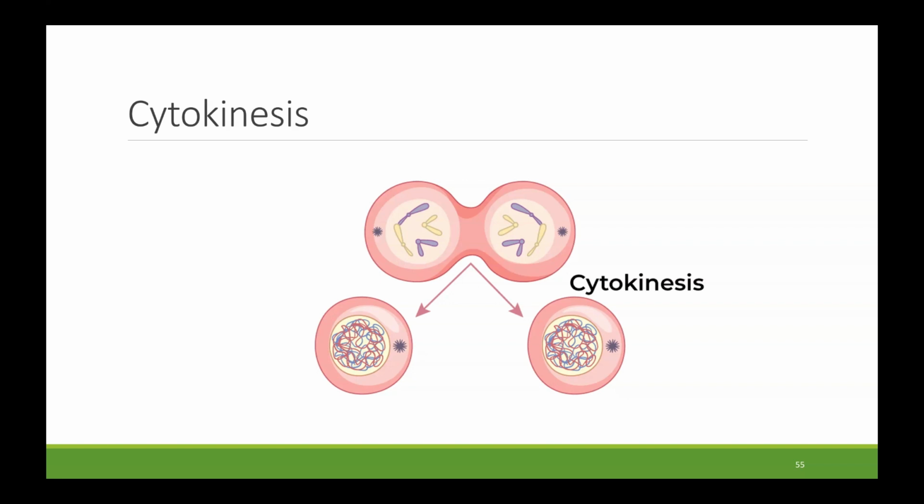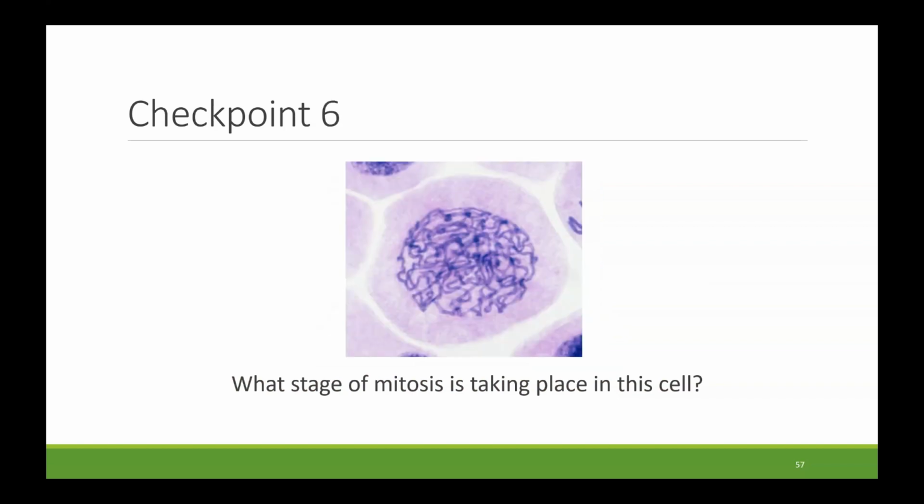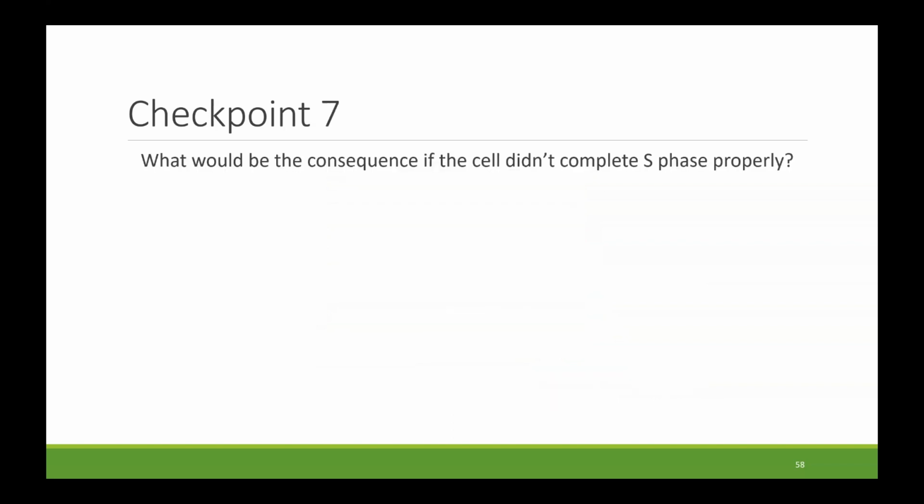So we've been talking for a while now. It is definitely time for us to take a break with another few checkpoints to test your knowledge. So in these next two checkpoints, you're going to see images of cells captured in different stages of mitosis, and I'd like you to tell me what stage they're in. So checkpoint 5, what stage of mitosis is happening in this cell? And checkpoint 6, what stage of mitosis is happening in this cell? And then finally, checkpoint 7, what would be the consequences if the cell didn't complete S phase of the cell cycle properly?